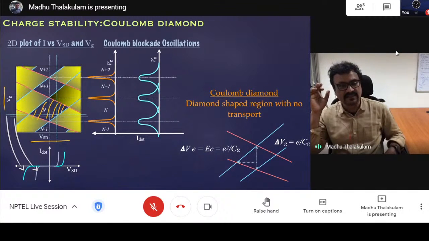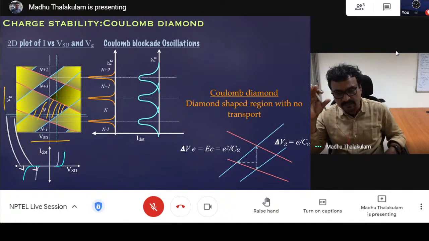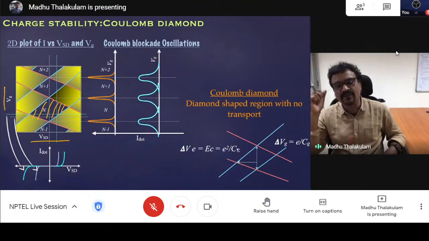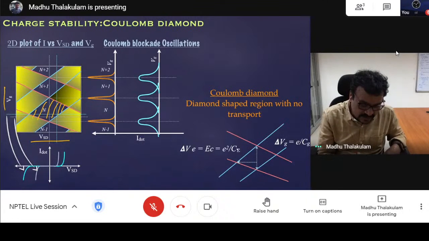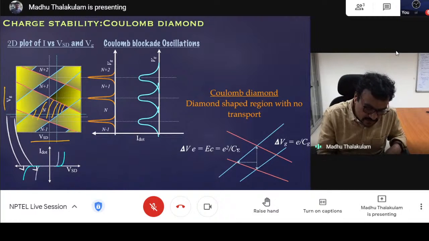And this is a must-show data that you need to show to say for sure that you have a quantum dot. Okay, and these Coulomb blockade oscillations correspond to this tip of this diamond. Okay, and as you increase the bias, if you do it in the middle, you get a very sharp Coulomb blockade oscillation.